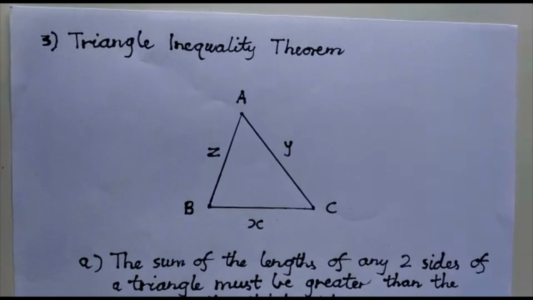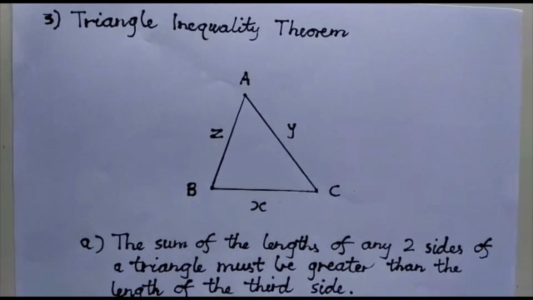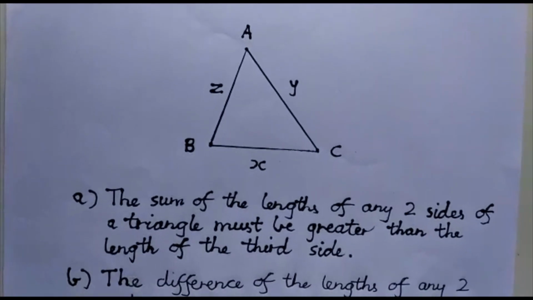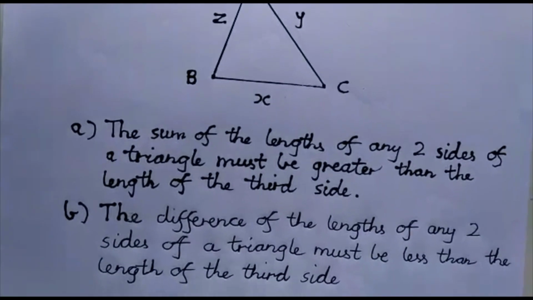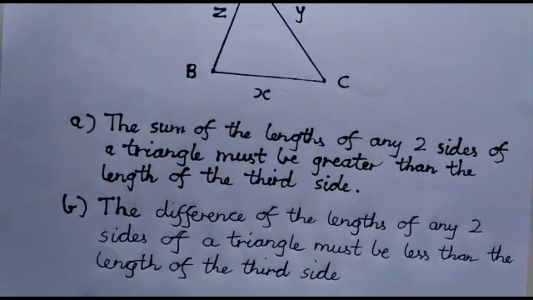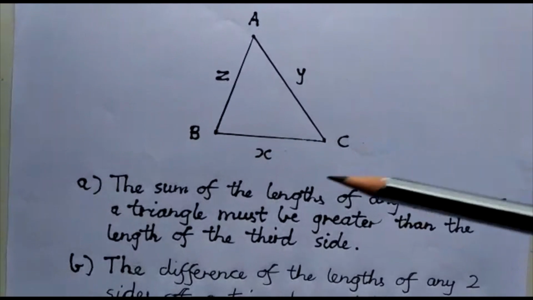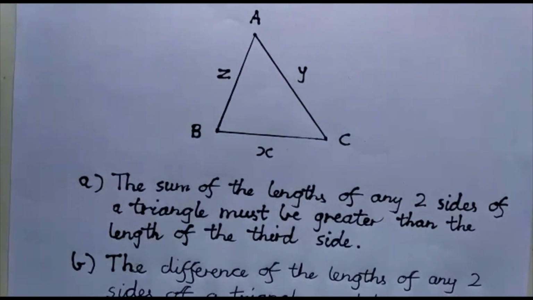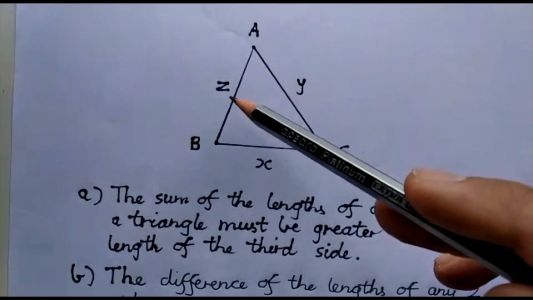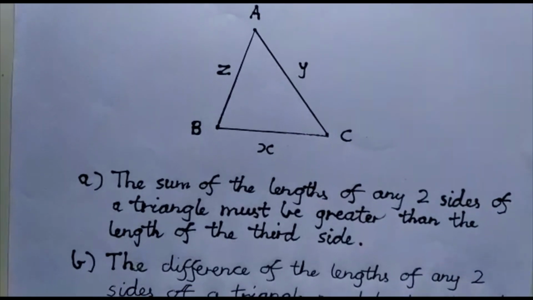Now let's move on to the third theorem, the triangle inequality theorem. The first part of this theorem states that the sum of the lengths of any two sides of a triangle must be greater than the length of the third side. So if we have a triangle ABC, then x plus y has to be greater than z, y plus z has to be greater than x, and z plus x has to be greater than y.